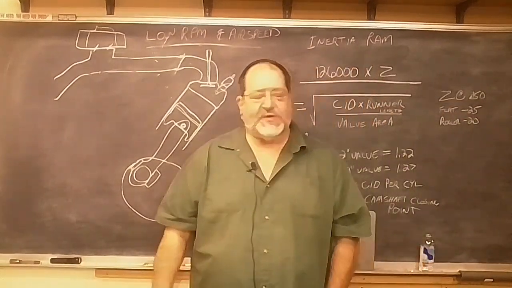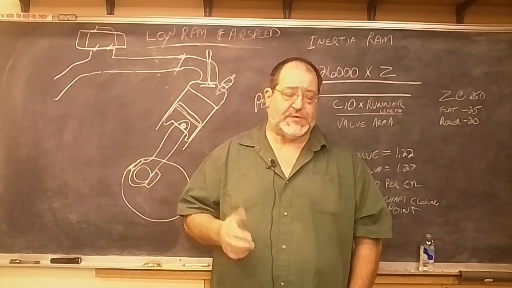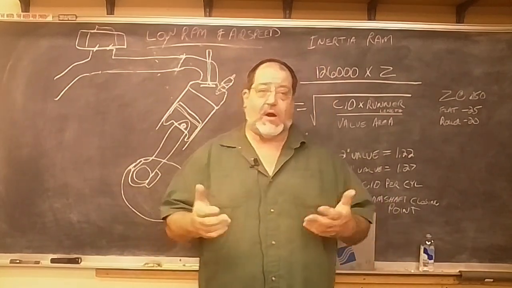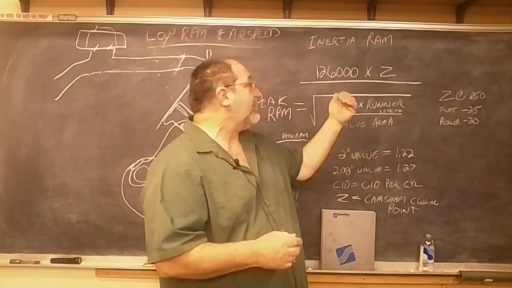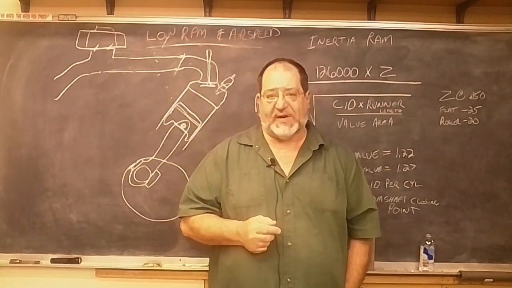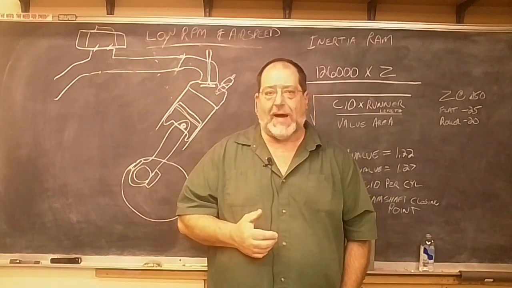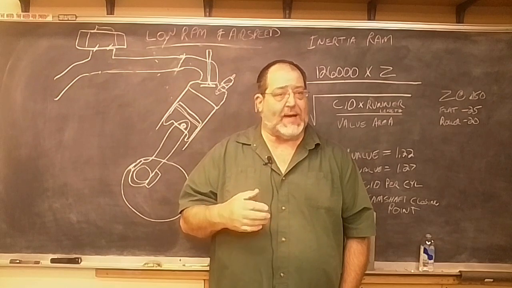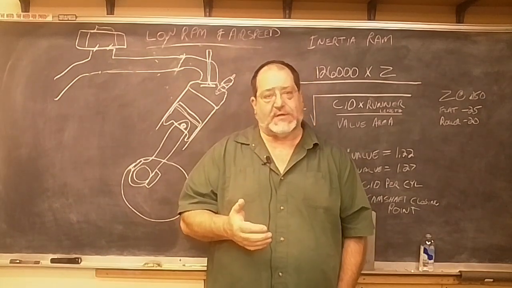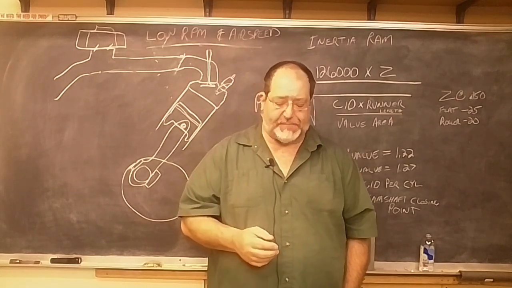Hello. In today's chalkboard video, I'm going to talk about low RPM and airspeed. Now this is a companion video to peak RPM and airspeed, in which we use the inertia ram formula to show you what peak RPM of an engine would be. In this one, I want to talk more about the low RPM and even the very low RPM, and how it is related to airspeed and things you need to be thinking about when you are building an engine.